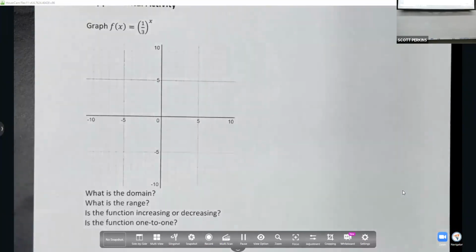Warming up for the back right here. You're welcome.